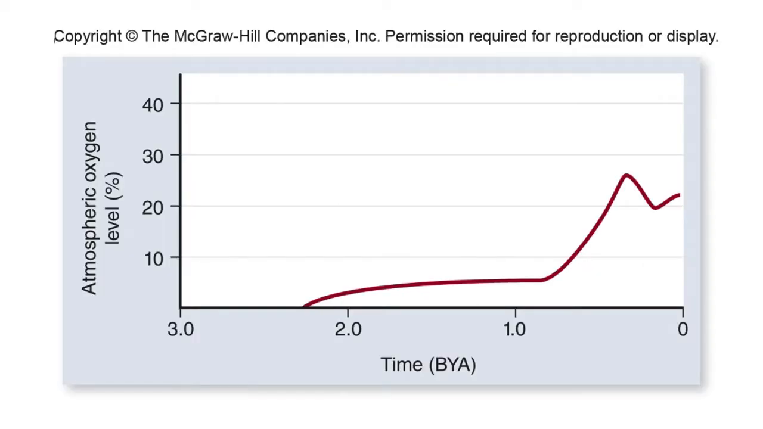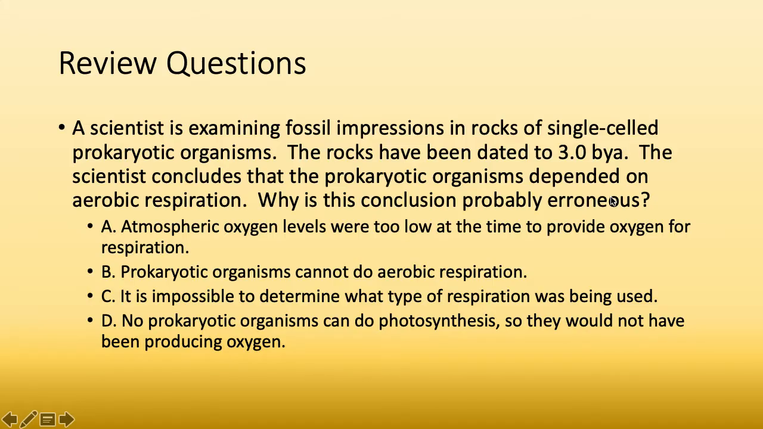Okay, so this is a graph just showing how atmospheric oxygen levels have changed over Earth's history. And as you can see, where they're at today, but they were a lot higher in earlier periods.